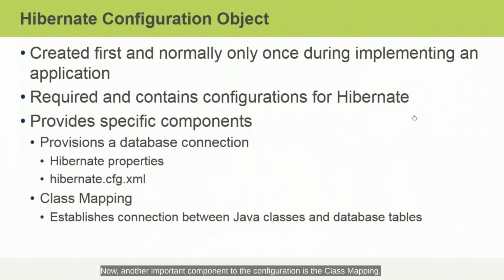Now, another important component to the configuration is the class mapping. As I mentioned earlier, we can implement either XML or annotation mappings, but in either case, the idea is that we're ultimately mapping our entities or Java classes to our tables so that we are not concerned with writing any of the underlying SQL to persist those entities or fetch those entities from our database.